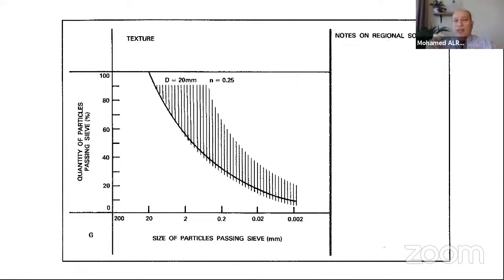For sure, this grain size distribution varies from one place to another, from one soil type to another soil type. And according to this test, we take a decision whether we will use the soil as it is, or make some modifications to this soil later on.